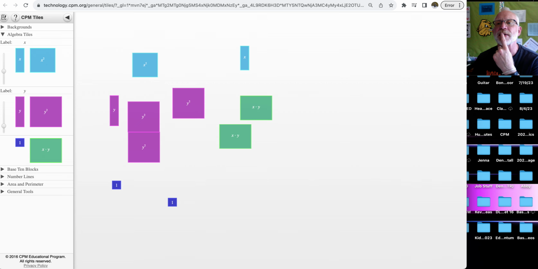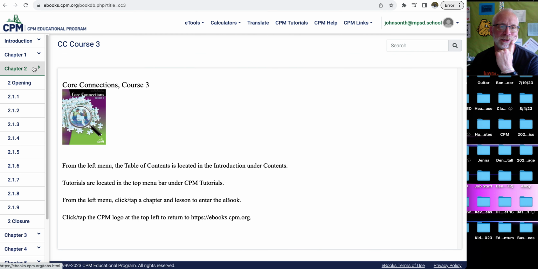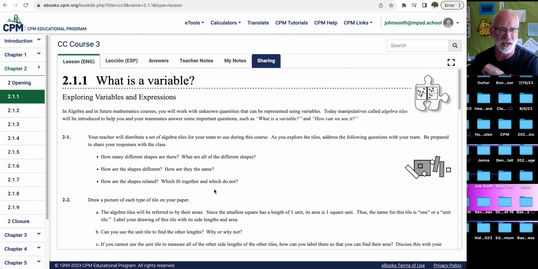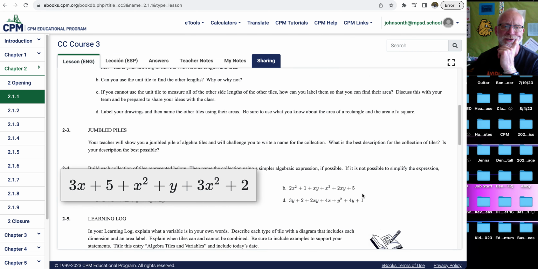And then after a while, I said, okay, let's try to make something like this. So I said, let's go to 2.1.1. So I'm in my ebook now, and I said, can you make this one? Can you make 3x plus 5 plus x squared plus y plus 3x squared plus 2?